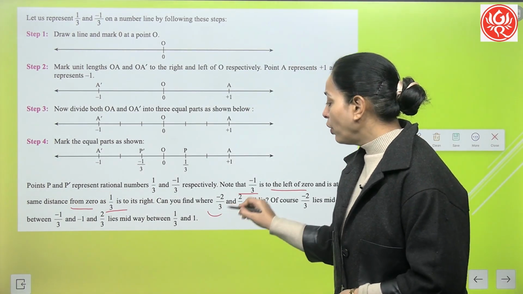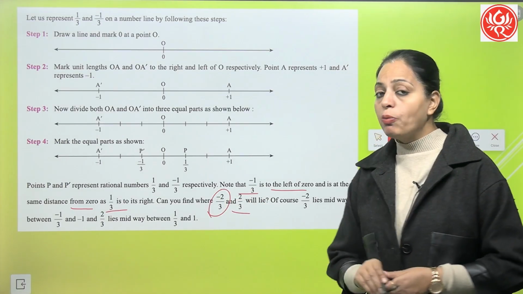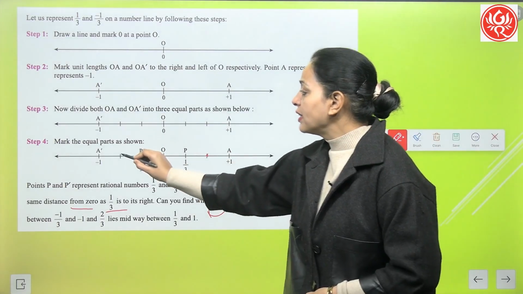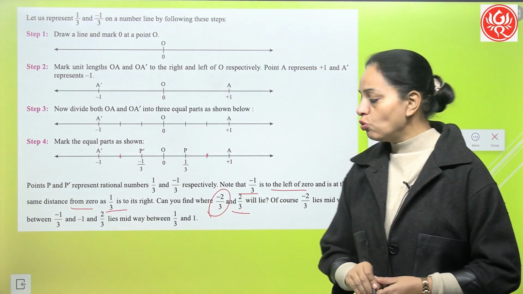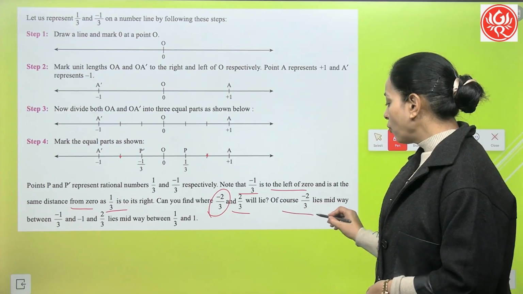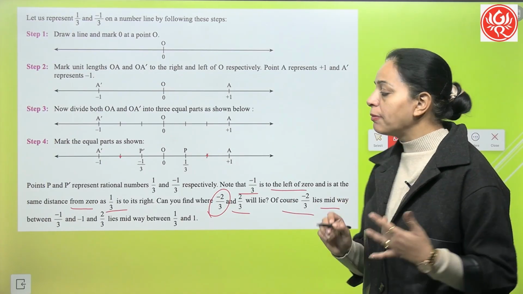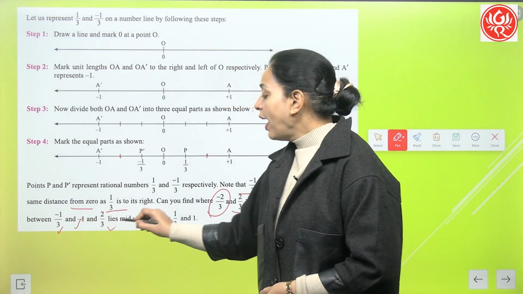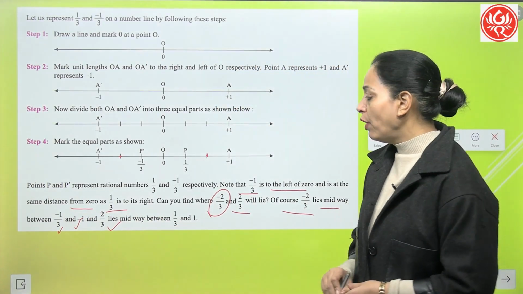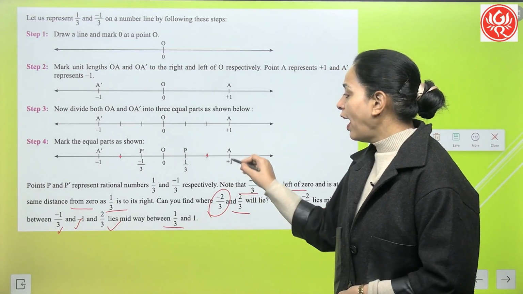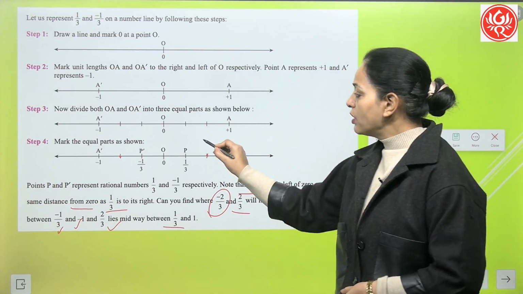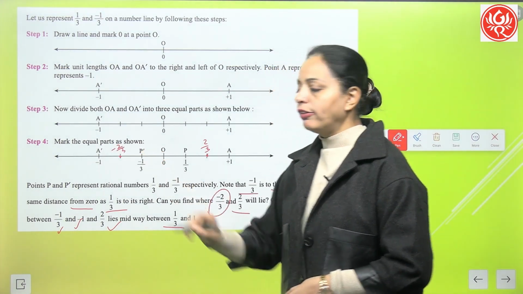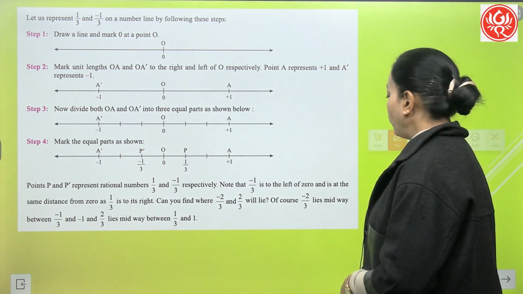Now, can you find where minus 2 by 3 and 2 by 3 will be? Yes, this is 2 by 3 and this is minus 2 by 3, okay? So, of course, minus 2 by 3 lies midway between minus 1 by 3 and minus 1, and 2 by 3 lies midway between 1 by 3 and 1, right? This is 2 by 3 and this is minus 2 by 3. So, very simple, very easy.